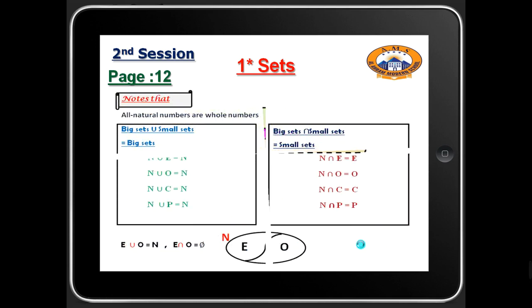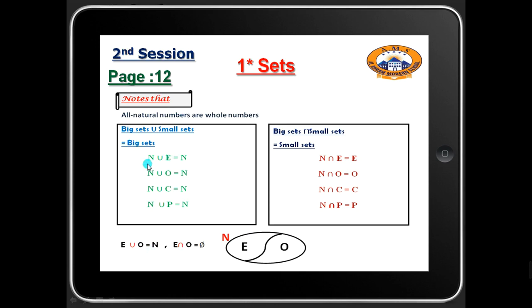Okay, another part on page 12. This is a relation between the sets of numbers. We said that the set of the natural numbers consists of the set of the even numbers, and we took the even and the odd in our previous revision. So the natural numbers consist of the even numbers union the set of the odd numbers. That will give me the set of the natural numbers.